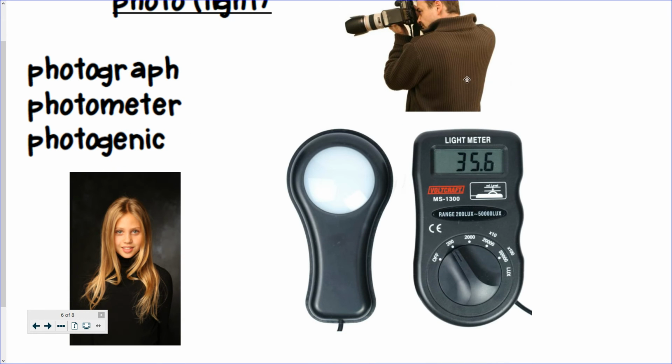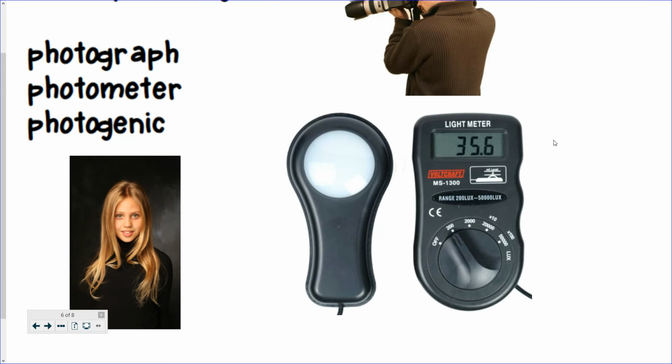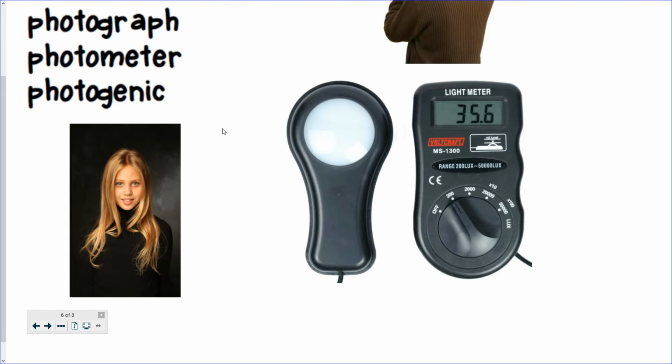And professional photographers will measure the light and adjust their cameras manually. Today's iPhones and all that stuff will just do it automatically for you. And then if you're photogenic, that means that when you take a picture, it looks pretty good often.